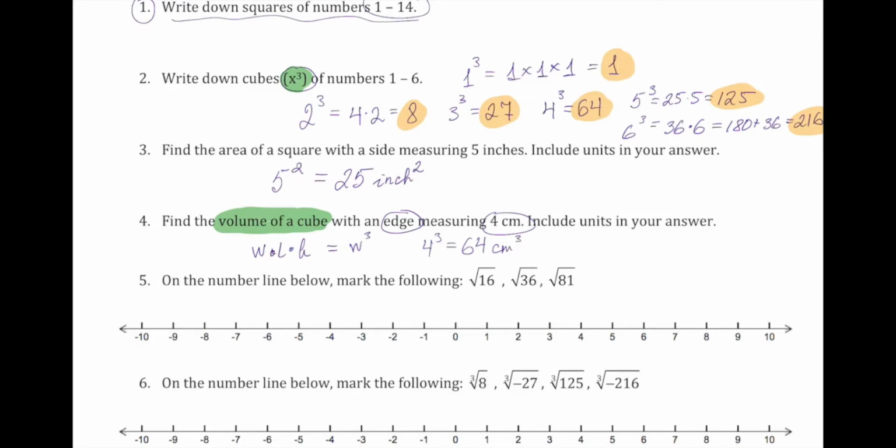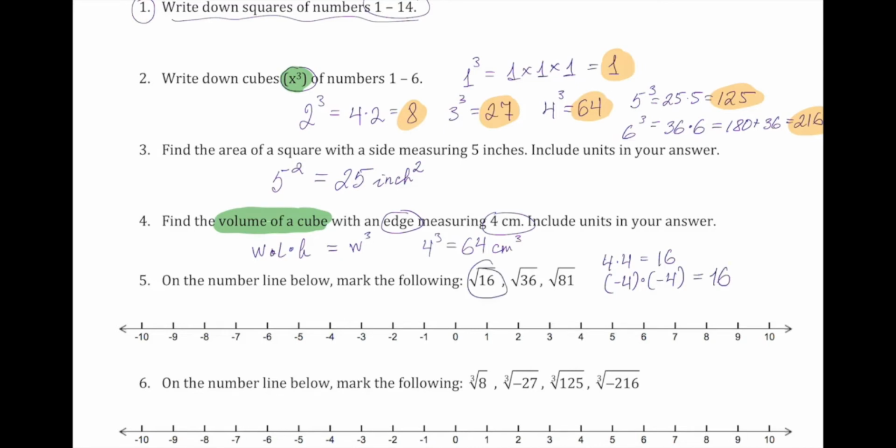On the number line below, mark the following: square root of 16, square root of 36, and square root of 81. So what you should remember is when you multiply two positive numbers by each other, I will get a positive number. But the same thing will happen if I multiply two numbers that are both negative. So negative 4 times negative 4 is also 16.